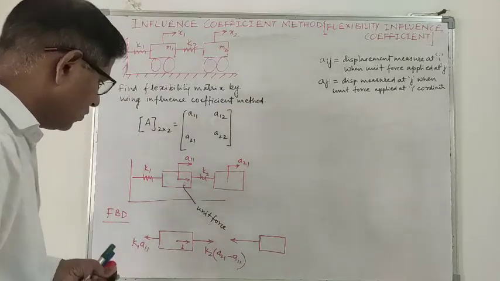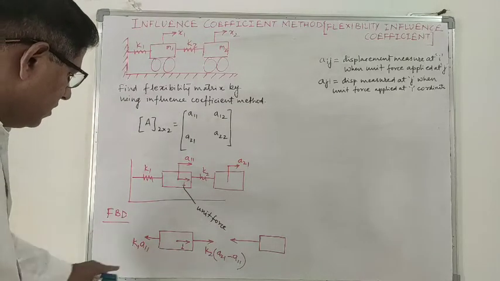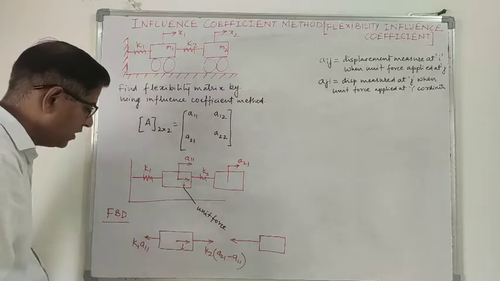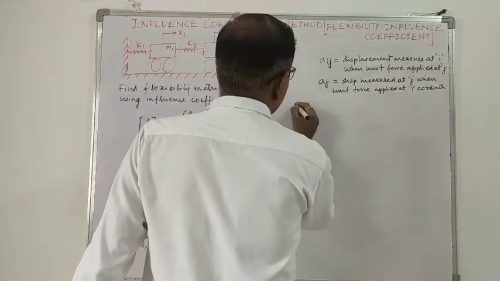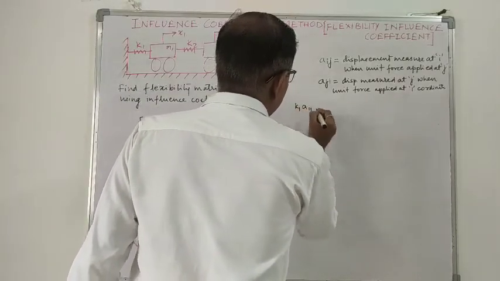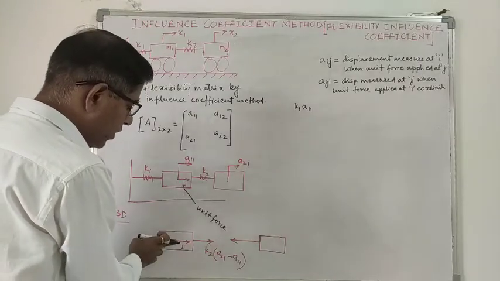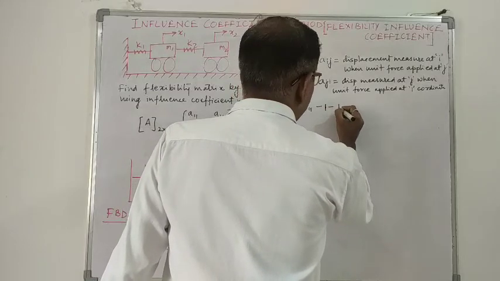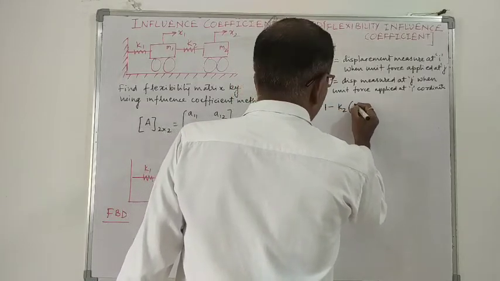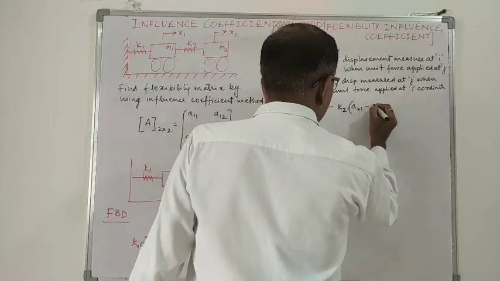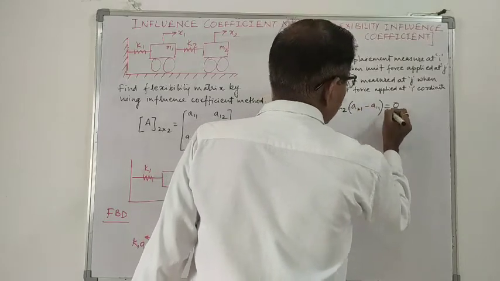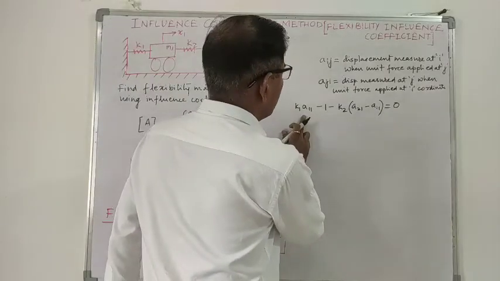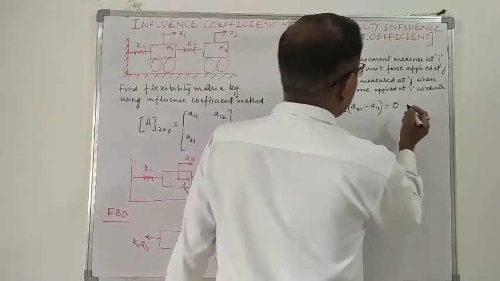Okay. Now we apply equilibrium. So here two forces are in this direction and one force is in this direction. Okay. So K1 A11, this we will take as positive and these two are negative. So K1 A11 minus 1 minus K2 into A21 minus A11 is equal to 0. Okay. So this is, say, equation number 1.